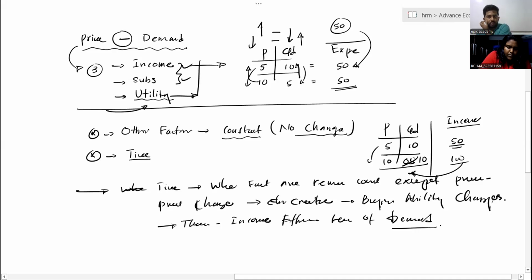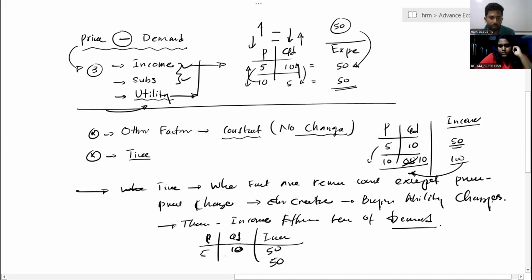That is enough. You can explain that situation by using a simple example. Just consider prices, quantity demanded, and the income of the consumer. Just 5 rupees, 10 commodities consumption, and the income is just 50. No change in the income, but only change in the price. Then what happened to the demand? It is reduced. Then there is a negative relationship between price and quantity. Did you get the idea for the income effect?